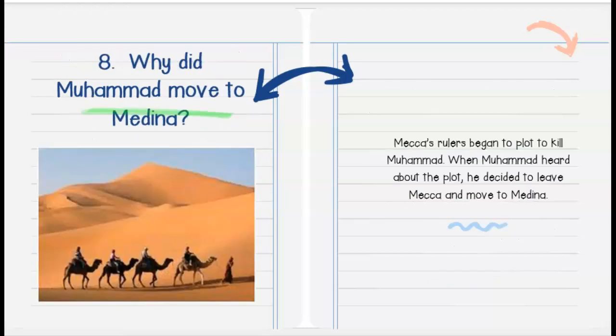Why did Muhammad move to Medina? Mecca's rulers began to plot to kill Muhammad. When Muhammad heard about the plot, he decided to leave Mecca and move to Medina. And obviously this word Medina, some of you maybe are from Medina, around parts of Ohio, but this is pronounced Medina.